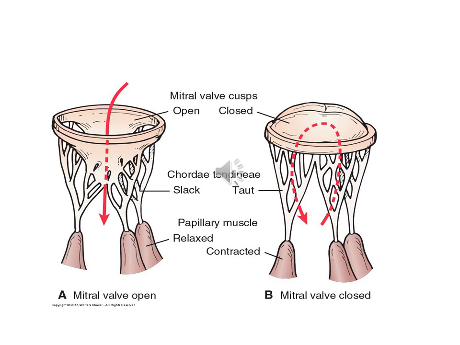Look at the chordae tendineae and the papillary muscle; they are contracted, so the mitral valve is closed, preventing any blood flow from the atrium toward the ventricle.